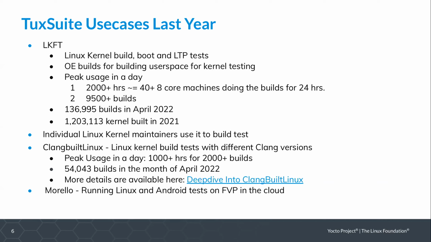They were using FEP models to run their Linux boot, Linux test, and Android test. FEPs themselves are very slow emulators that are used to emulate the ARM IPs. And their complete testing took more than 24 hours to complete for a single pipeline.